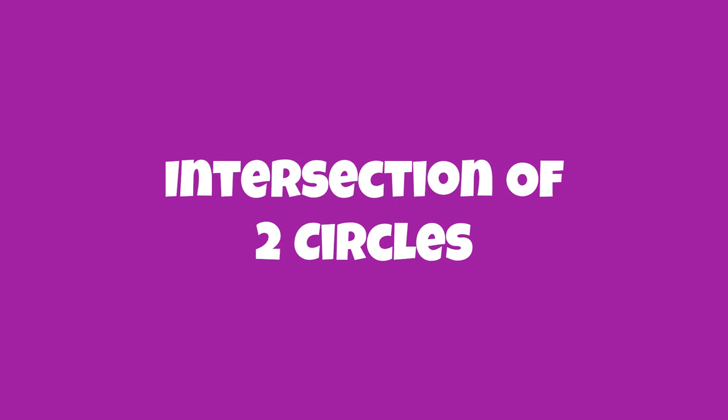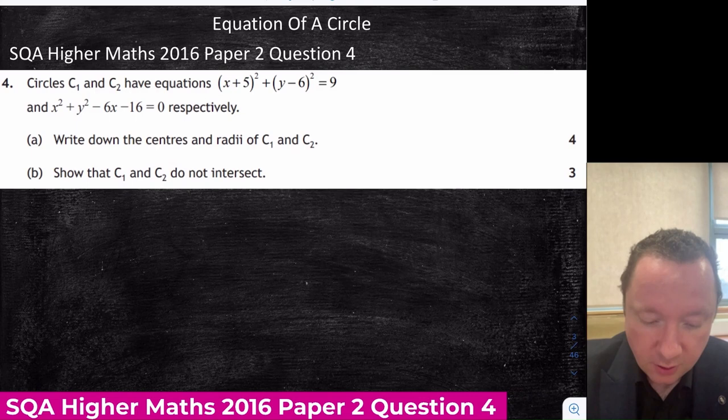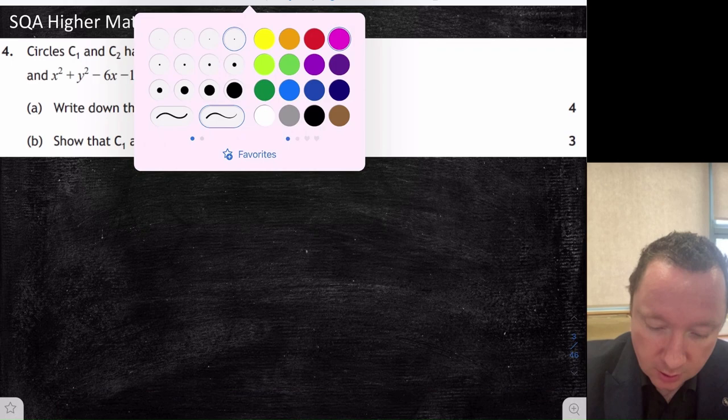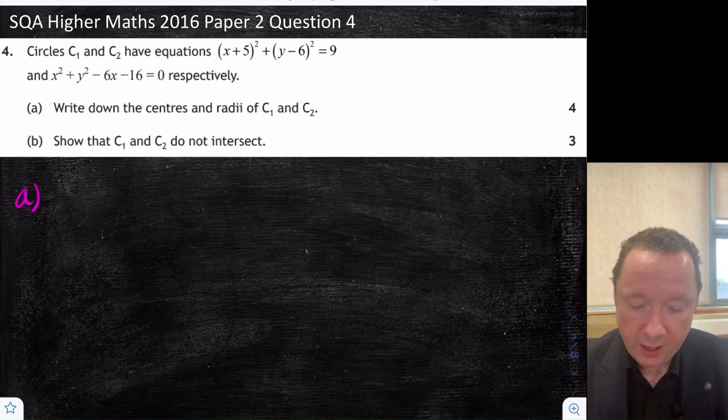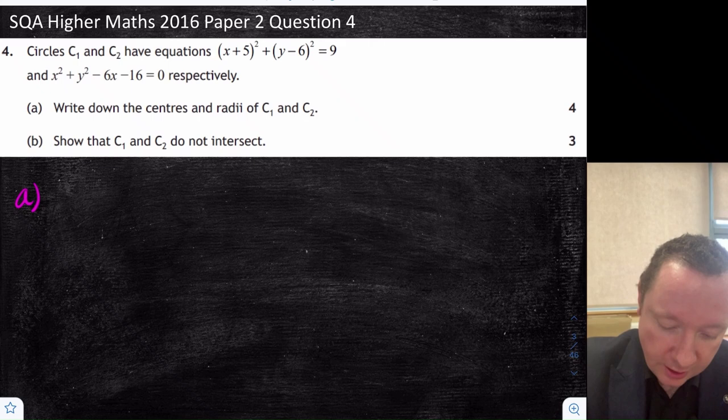So SQA Higher Maths 2016 paper 2 question 4 had this circle question. Circle C1 and C2 have these equations. Write down the centres and radius of the circles. So for part A, remember looking at the start of our exam paper, we are told quite a few things. But essentially, minus 5 and 6 is the centre here.